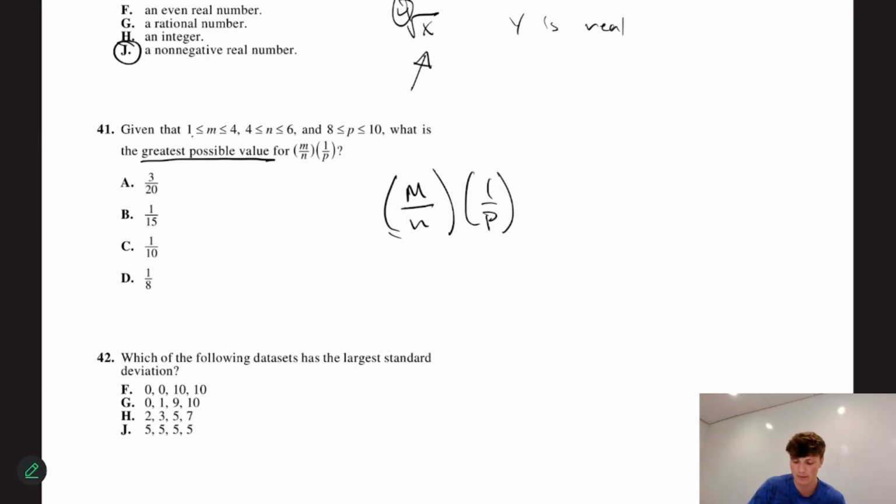Well, it's pretty clear. If we want to make m bigger, 4 is the highest possible value we can put in. So we say m equals 4. That's our maximum value.